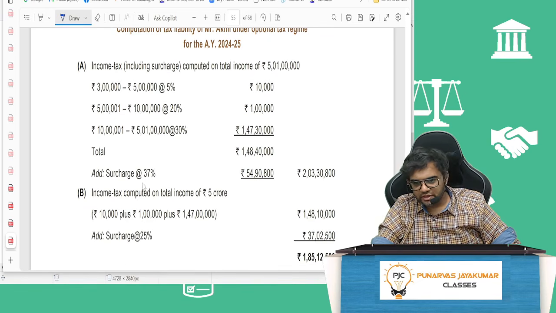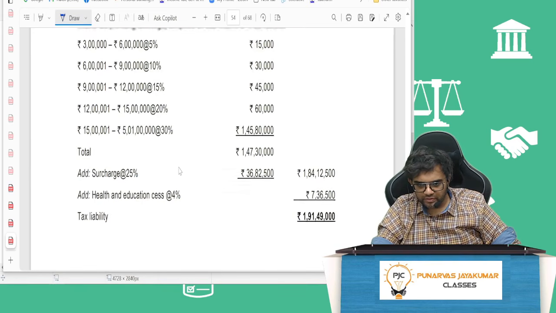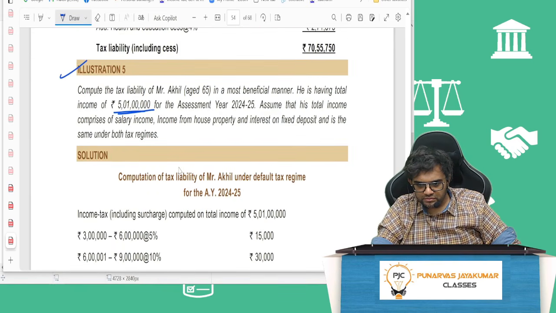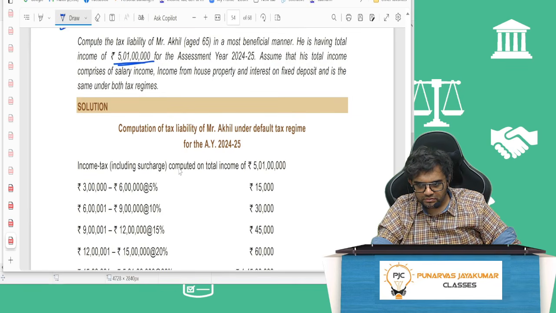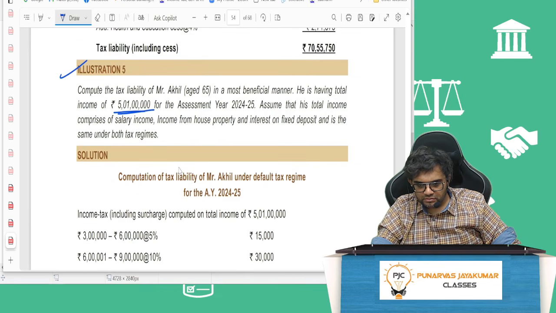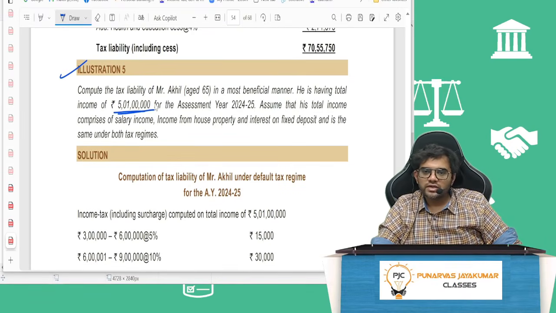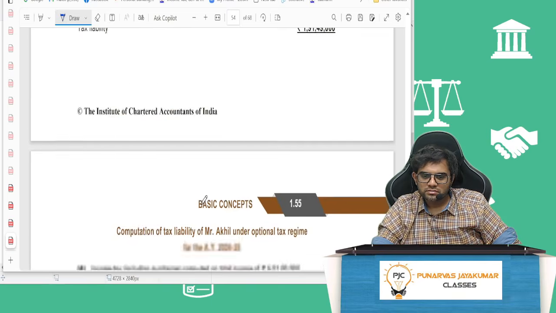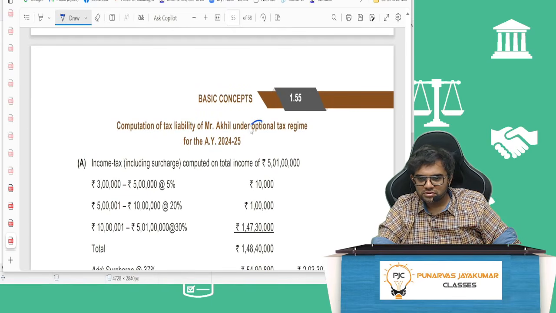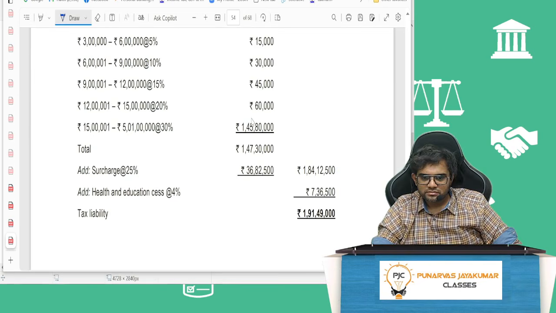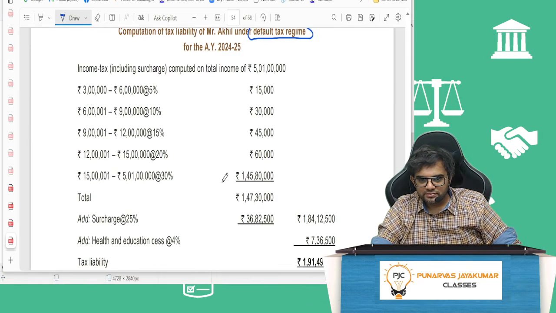This is wrong. They have taken 37%. But have they opted out of old regime? Which one? Default. Okay, okay, super. Good, good. Let's see, 5 crore 1 lakh. Let's see the default regime. This is old regime. Default regime.